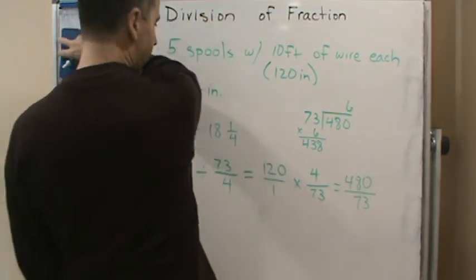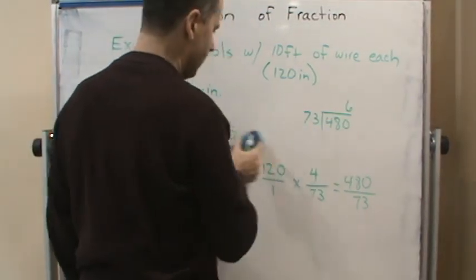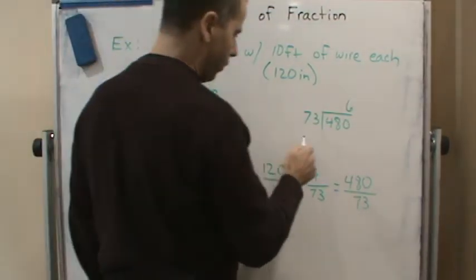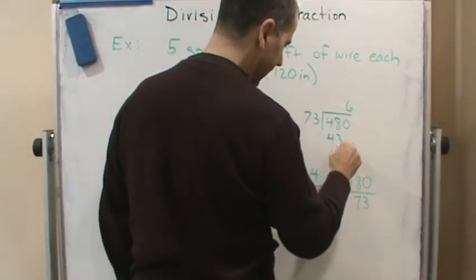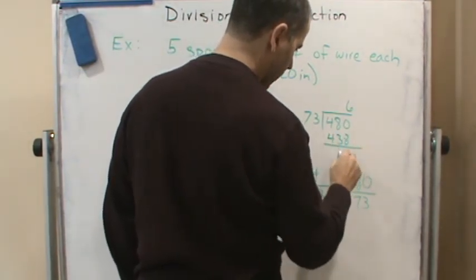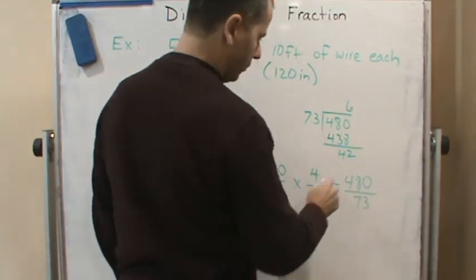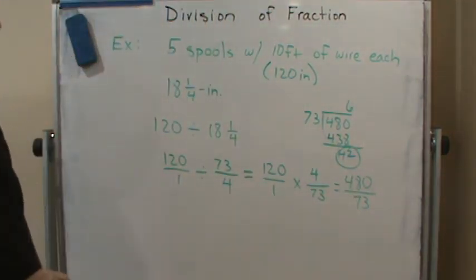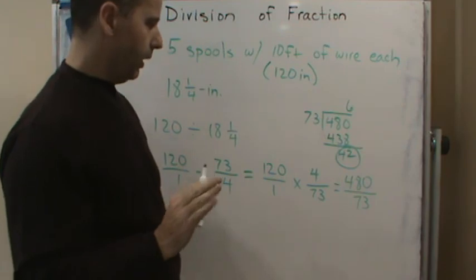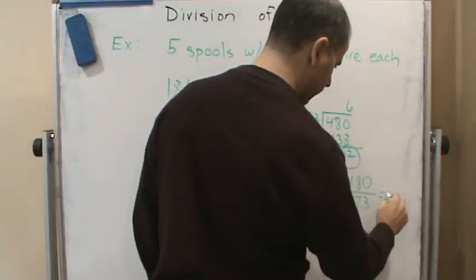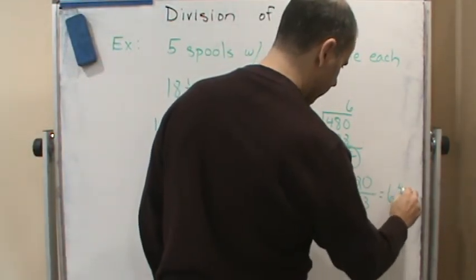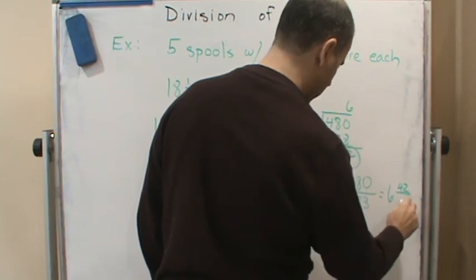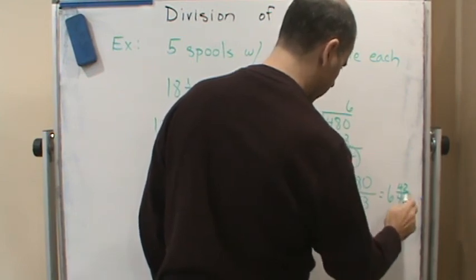Because how many inches am I going to have left over? Well, 480 minus 438 is going to give me 42. So I'm going to end up with 42 inches left over from each spool. Okay, now that's from each spool. So this equals 6 and 42 over 73.